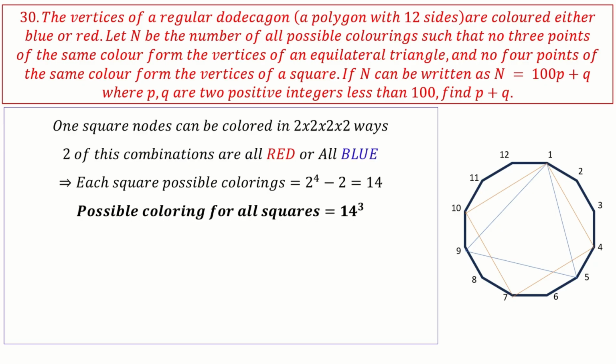So 14 into 14 into 14, which is 14 cube, is the number of possible colorings of all squares. Now this may contradict your condition on the triangle, but this is the possibility of coloring a square.